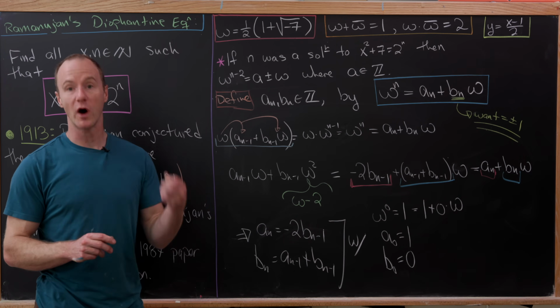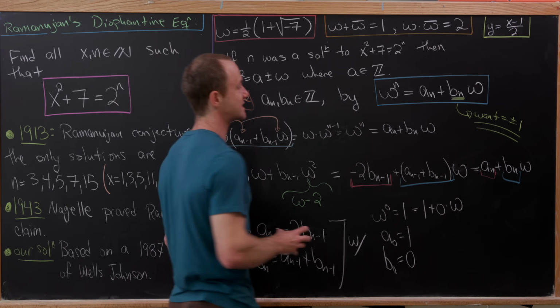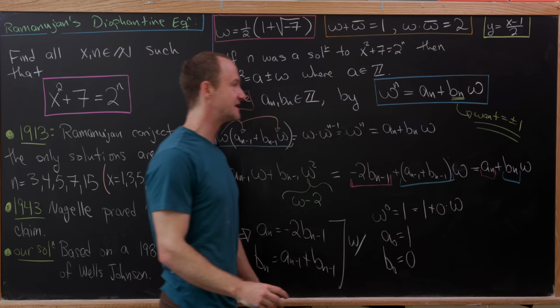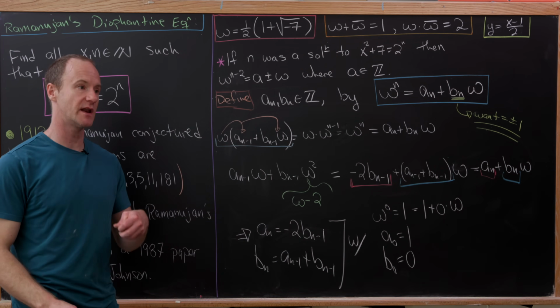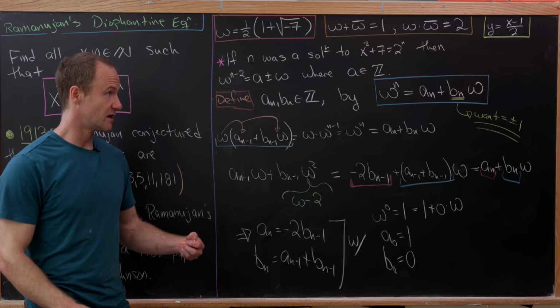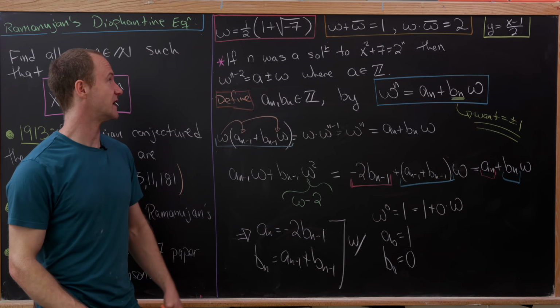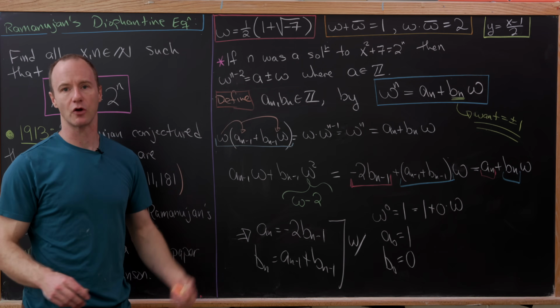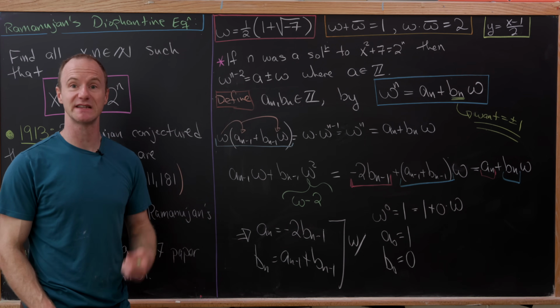Okay, so what do we want to do? Well, we want to classify all values of n so that b sub n is equal to plus minus 1, and thus that will give us all values of n that lead to a solution to our original Diophantine equation. So let's get to that.